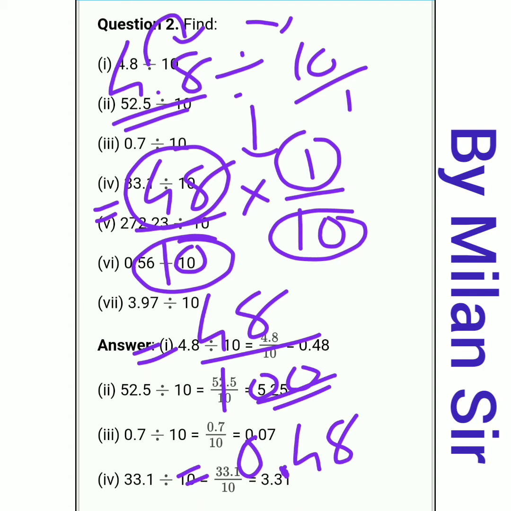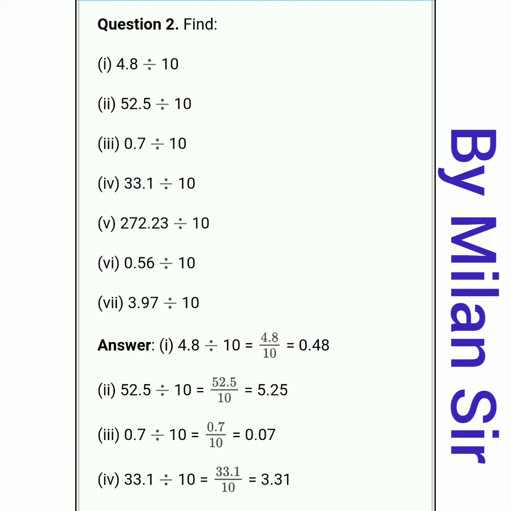For conversion of division into multiplication we need to take the reciprocal of the second number. We only need to take the reciprocal of the second number. Our first number remains as it is. Then second question.